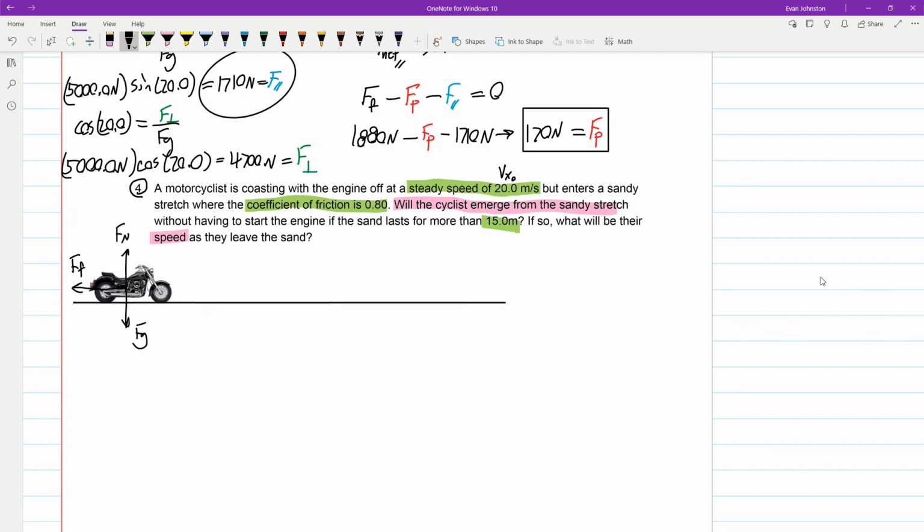And we go, well, it has to go some distance. Will they emerge? How far will they go before they have to stop is really what we need to find. If the distance they need to go to stop is more than 15 meters, yes, they emerge. If the distance when they stop is less than 15 meters, no, they do not emerge. So we're just going to call some distance x. We just want to find out what x is. That's really all we're going to do.